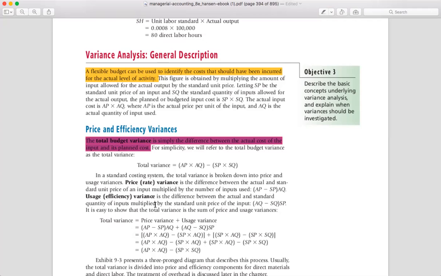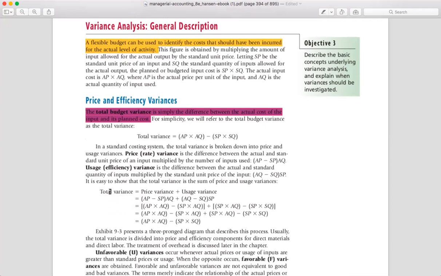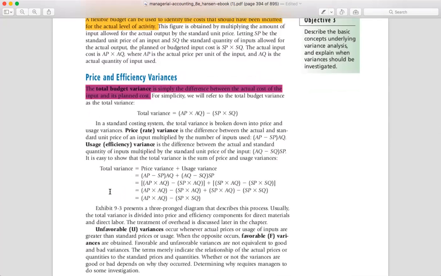And also the usage variance is the difference of the actual and standard quantity of input, right? So multiply with the standard unit price. In the price variance, we multiply by the actual quantity, right? For the usage variance or efficiency variance, we multiply by the standard price. So see the difference, right? That's why if you want to know the total variance between the price variance and the usage variance, the formula comes from this one.